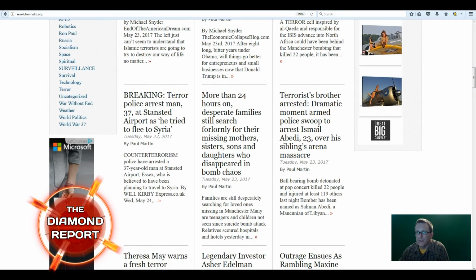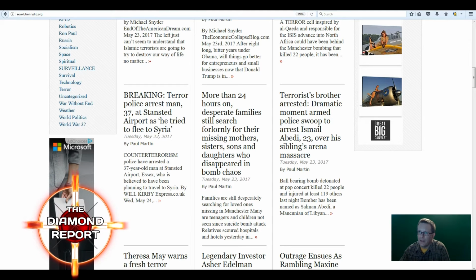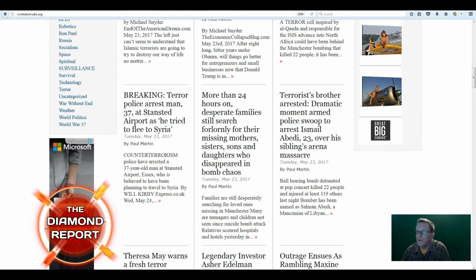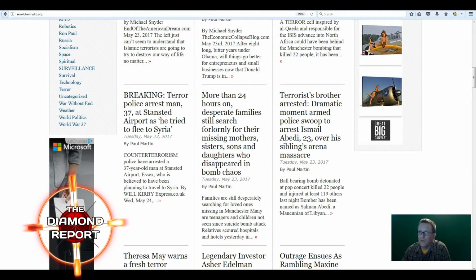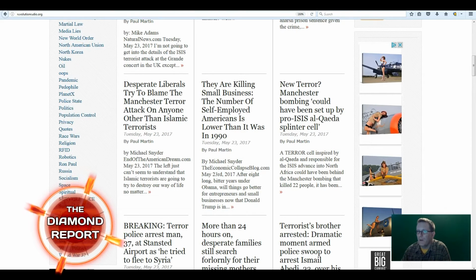Breaking, terror police arrest man 37 at Stansted Airport as he tried to flee to Syria. Terrorist brother arrested. Dramatic moment, armed police swoop to arrest Ismail Abedi, 23, over his siblings' arena massacre. More than 24 hours on, desperate families still search forlornly for their missing brothers, sisters, sons, and daughters who disappeared in bomb chaos. Are they killing small business?